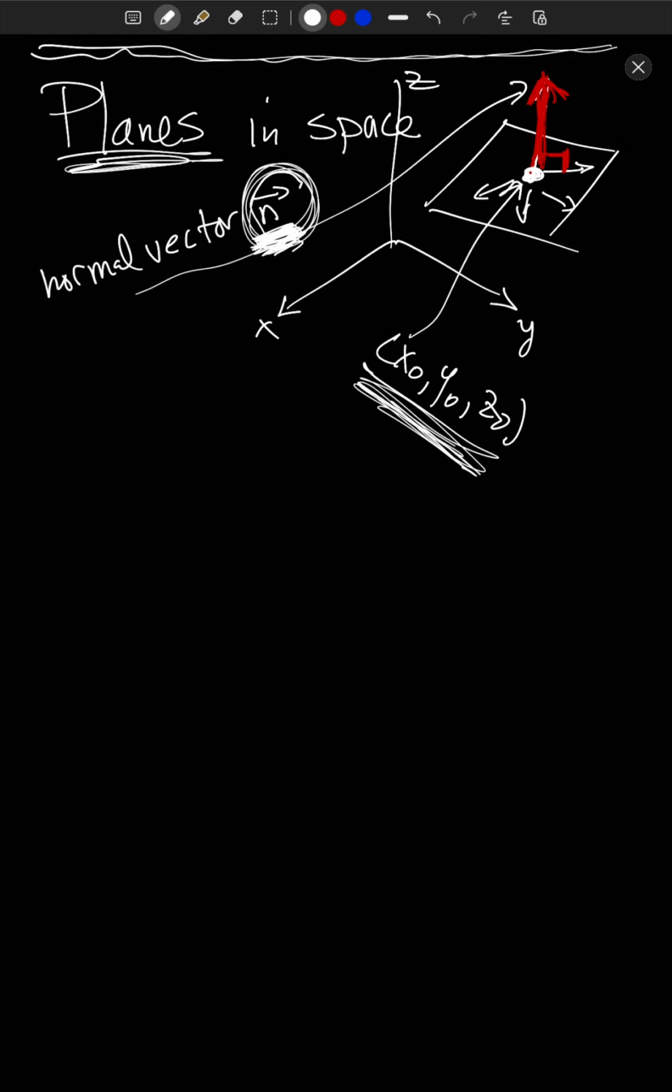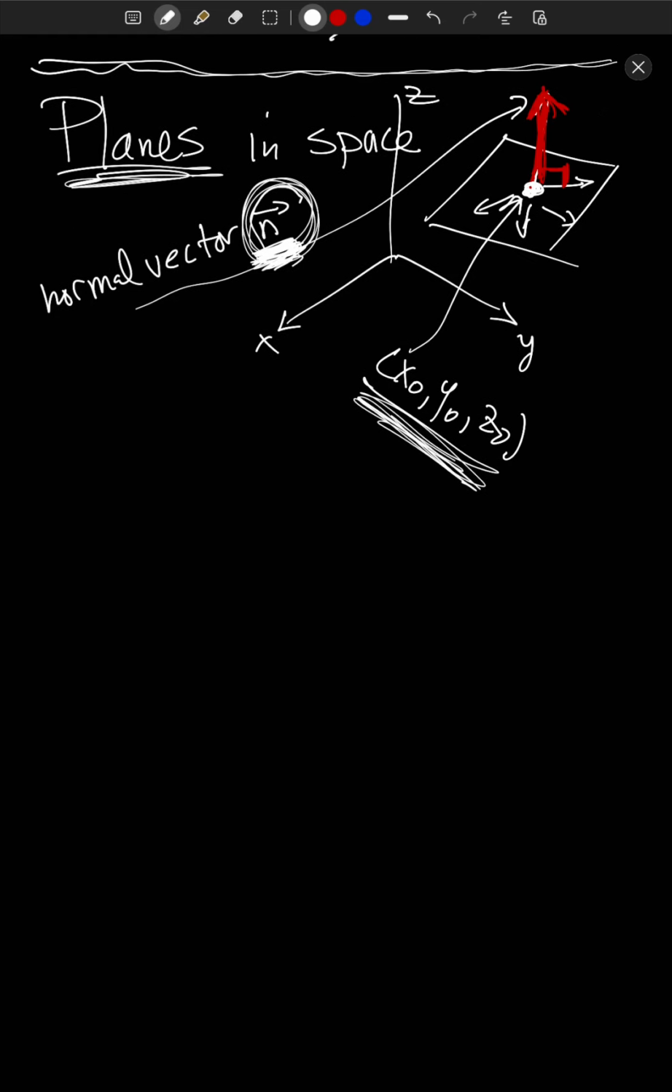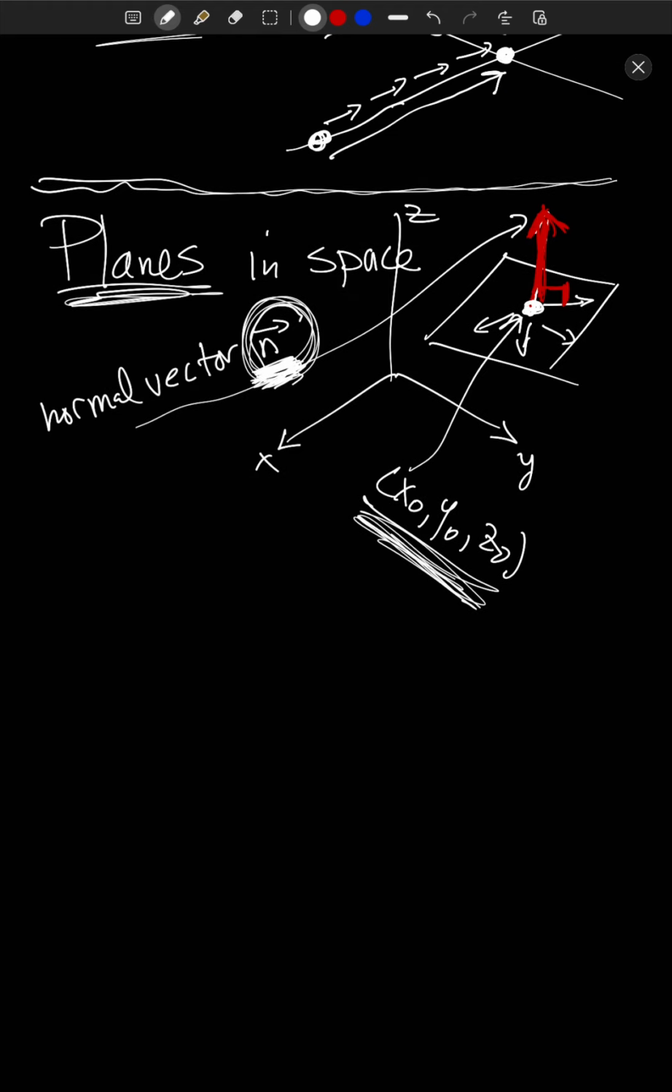Let me do it in this picture up here. What I'm going to do is pick another point on the plane, let's say right there, and I'm going to call it (x, y, z). Let's figure out what property this (x, y, z) has to satisfy, being that it's on the plane, all right?